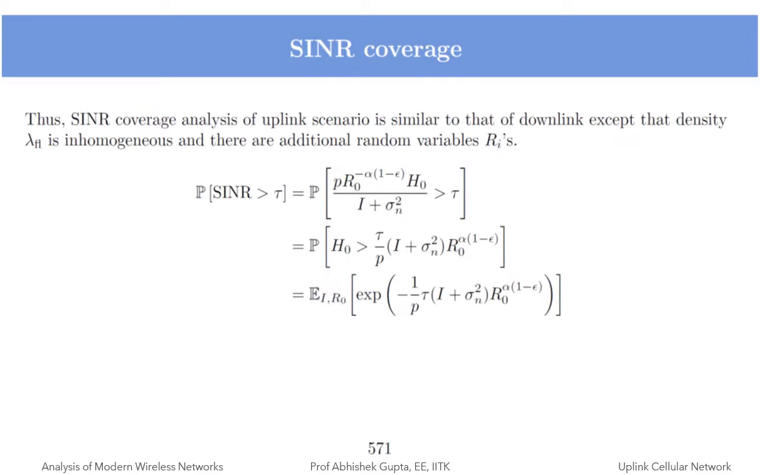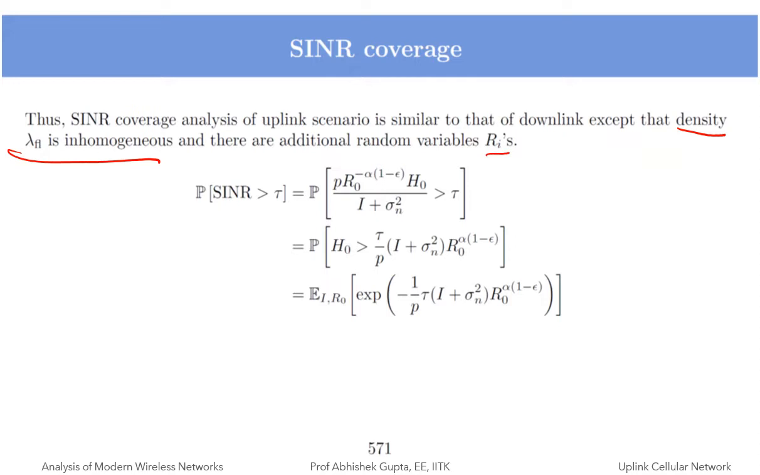So the uplink coverage probability will be computed in the same way as the downlink, but there will be some differences. One is that because of the indicator, the density is not homogeneous, and there are additional terms, the R_i's, which come in through the transmit power. These are random variables which you have to take care of.